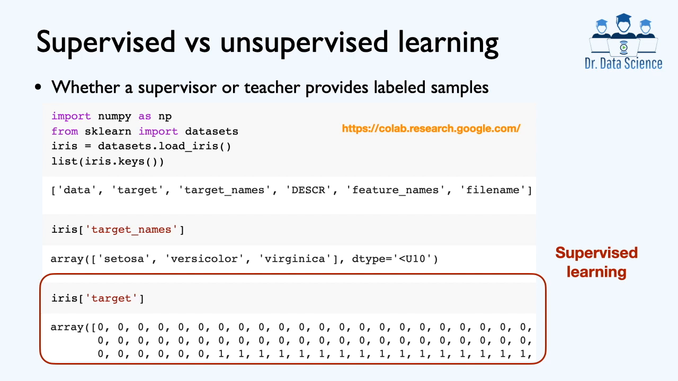Although most of the applications of machine learning today are based on supervised learning, the vast majority of available data is unlabeled. To get some intuition, let's take a look at the iris flower dataset.